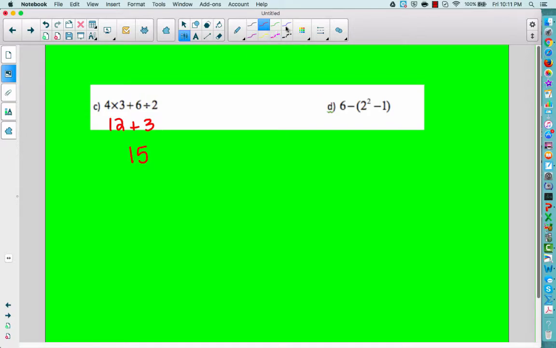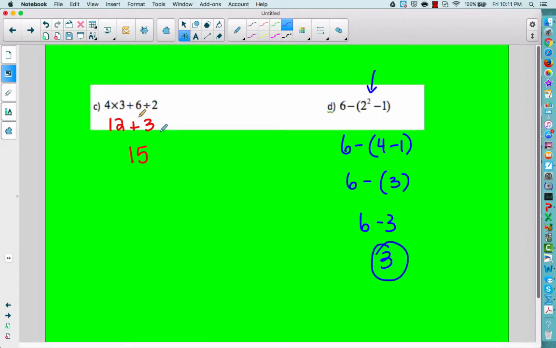All right, a couple more. 6 minus parentheses 2 squared minus 1. I go to the grouping symbols and I do everything within the grouping symbols first. So that's going to give me 6 minus 2 squared, which means 2 times 2, which is 4, minus 1. So I evaluated the exponent. Now I'm going to continue to do the subtraction in those parentheses. So 4 minus 1 is 3. I can drop the parentheses once I do the subtraction. So 6 minus 3 gives me 3.